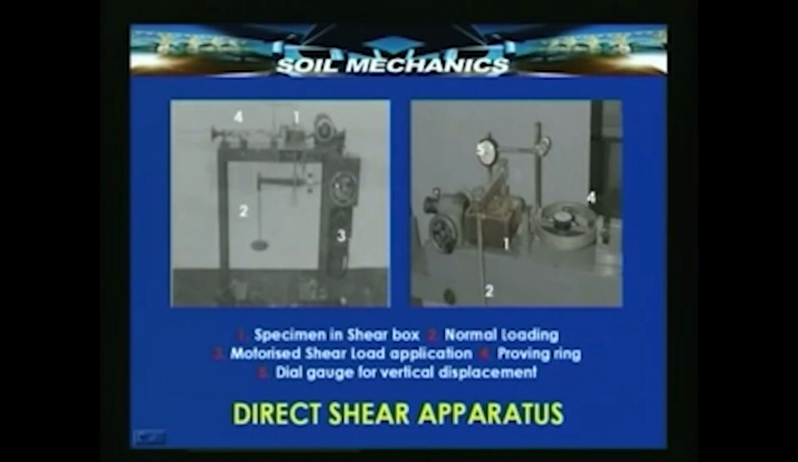In earlier versions of this, the application of the shear load was also manual. And then we have the proving ring to measure the tangential load, and then the dial gauge here to measure the vertical displacement. So, this is how a direct shear apparatus looks.